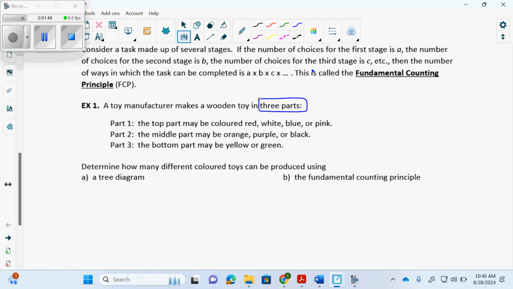Okay? So here we have a manufacturer that makes a wooden toy in three parts. Part one is the top part, and it comes in red, white, blue, or pink. So can you find the red, white, blue, or pink in front of you? And line them up. And then part two, the middle part, comes in orange, purple, or black. So we'll go find those three. Put them together. Orange, purple, or black. And then we have part three, which is yellow or green.